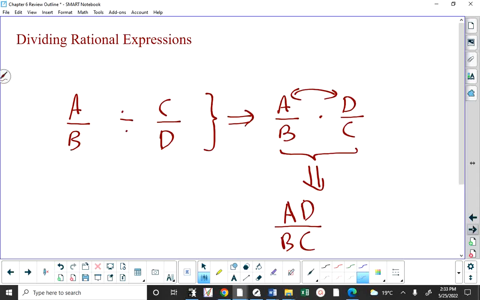By the way, B, D, and C are all non-permissible. So any denominator that you have and the numerator of anything you're dividing by, you have to consider for non-permissible values of the variable.